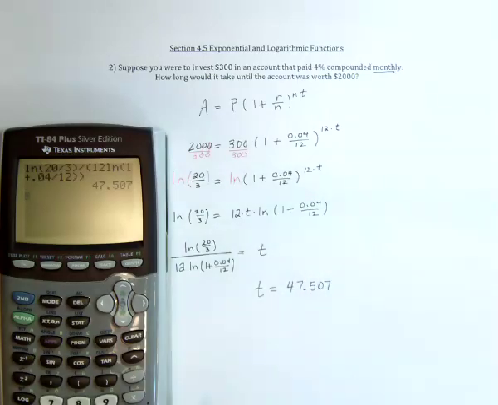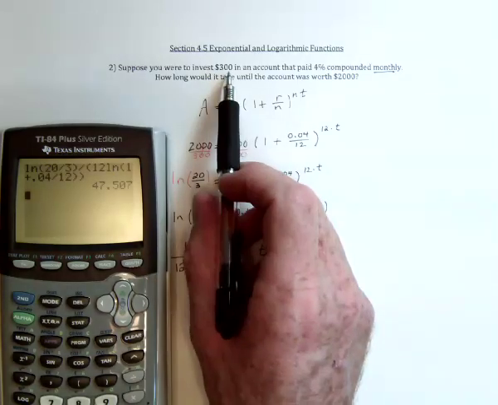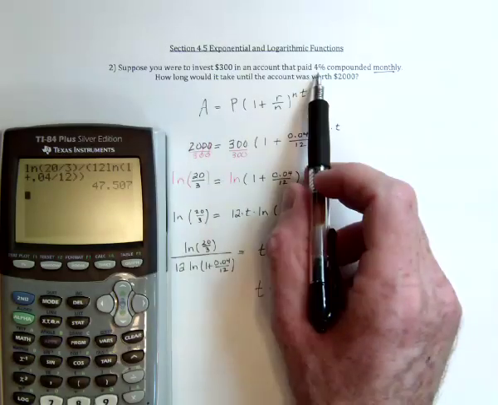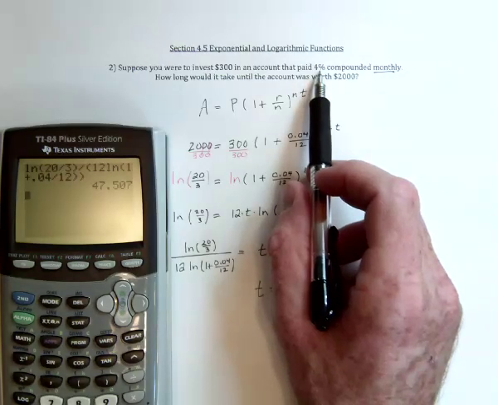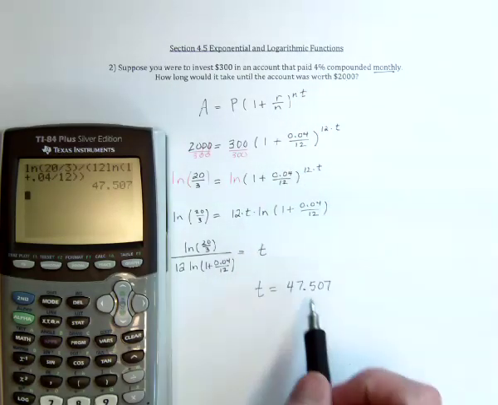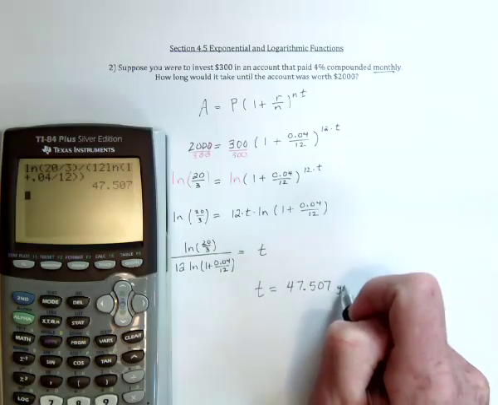47.507, which is saying if you invest $300 at a mere 4% compounded monthly, how long will it be until it's worth $2,000? It's going to take about 47.5 years.